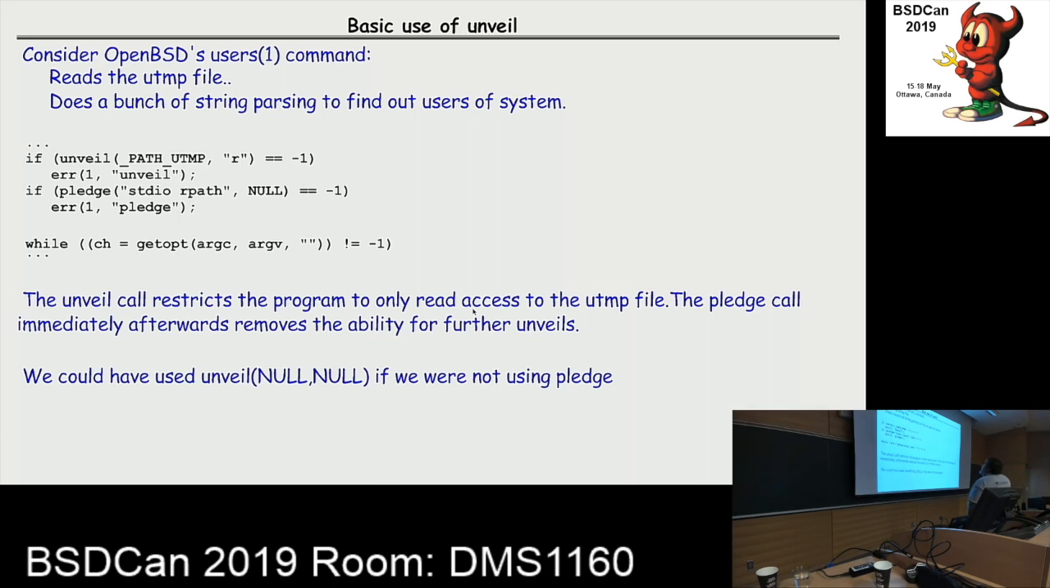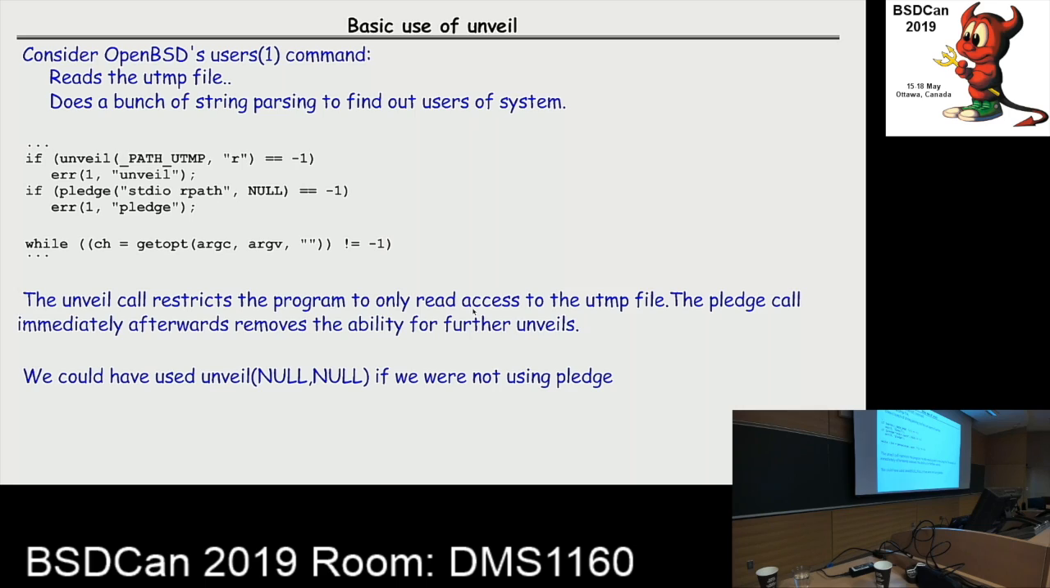And so what does our unveil in that look like? Unveil the path of the UTEMP file. Then pledge stdio rpath null, boom. After that pledge, the program is only allowed to do read operations on the file system anyway. Okay? And if it tries to do a write operation, it's going to die. It also can't do any more unveils because unveil is not in that pledge.